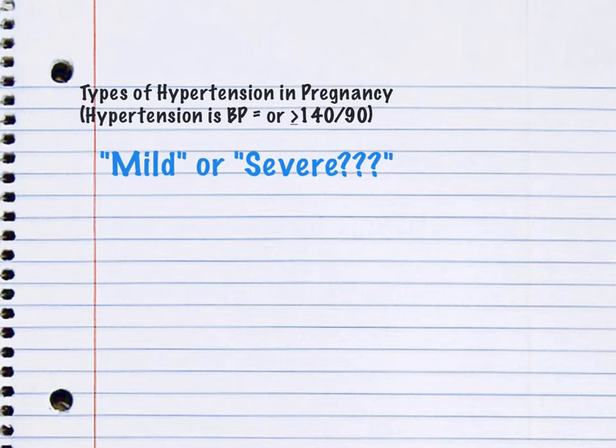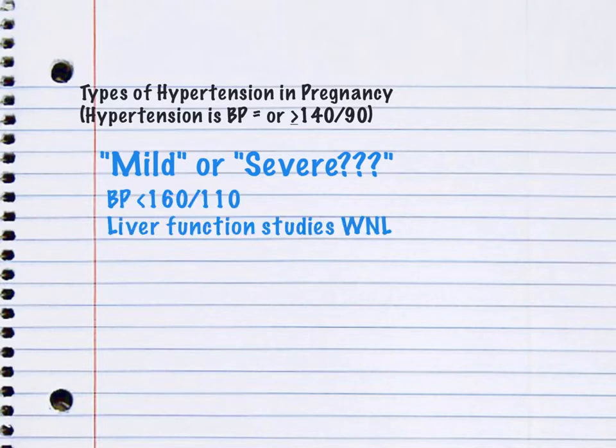Okay, so now that we know what preeclampsia is and who might be more at risk to get it, we can talk about how it runs along a spectrum from mild to severe. And what we consider to be mild disease, and it's still a serious thing, is blood pressure less than 160 over 110. So somewhere between 140 over 90 and 160 over 110. Liver function studies within normal limits, or at least not severely elevated. We'll talk about what's severe, how high they have to be for it to be severe. Platelets within normal limits.